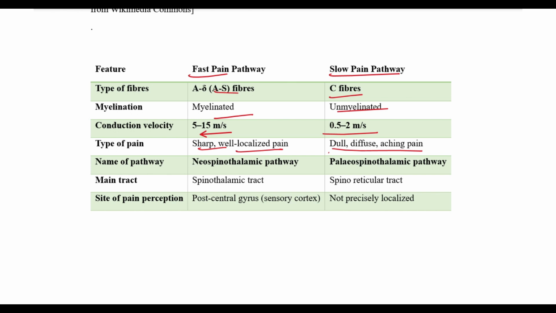The name of the pathway will be the neo-spinothalamic pathway for the fast pathway or the A delta fibers, and we have the paleo-spinothalamic pathway for the C fibers. The main tract is the spinothalamic for the fast pain pathway and the spinoreticular tract for the C fibers. The site of pain perception is at the postcentral gyrus for the fast pathway and it's not precisely located for the slow pathway or for the C fibers.